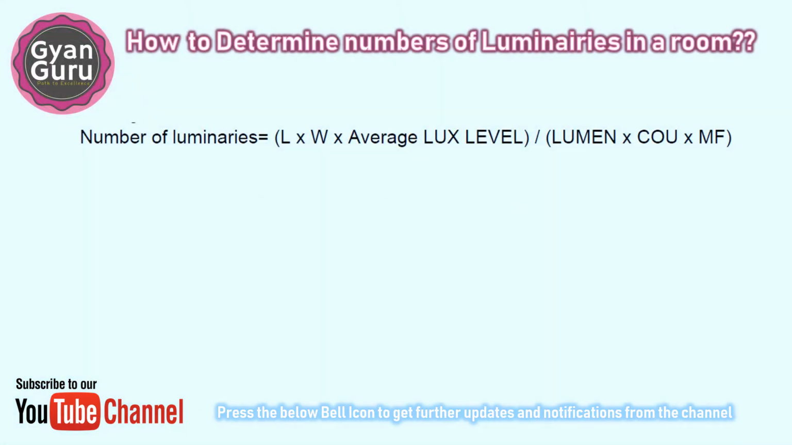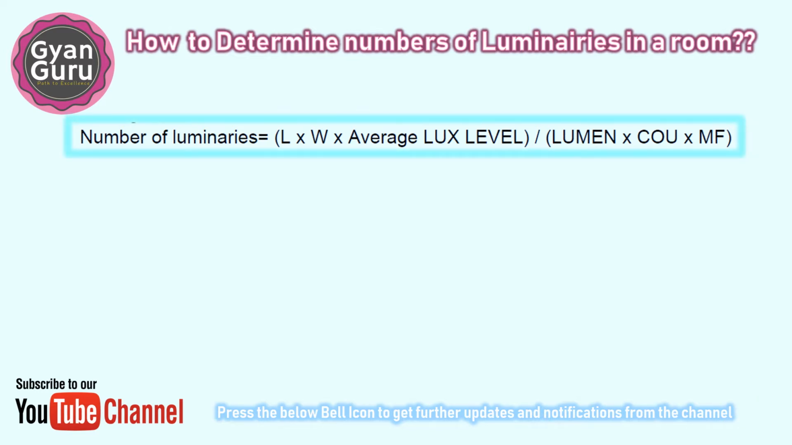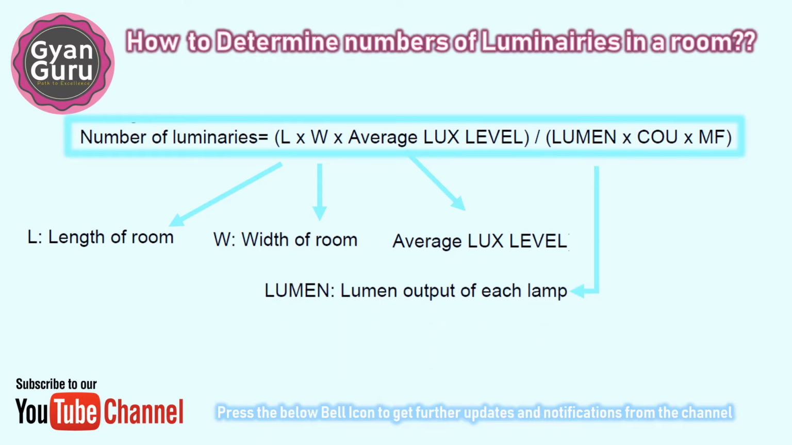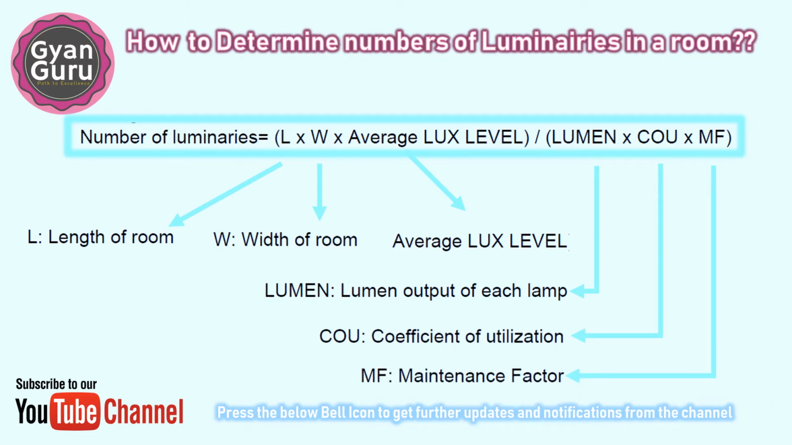The first question that strikes everyone's mind is how to determine the number of luminaires in a room. Here is the simple formula for this question. To determine the number of light fixtures in a room, we need to multiply the area of the room with the average lux required in the room. Then the outcome of the multiplication has to be divided by the lumen output of each lamp along with the coefficient of utilization and maintenance factors. To understand the formula completely, we will understand each of the terms highlighted here separately.